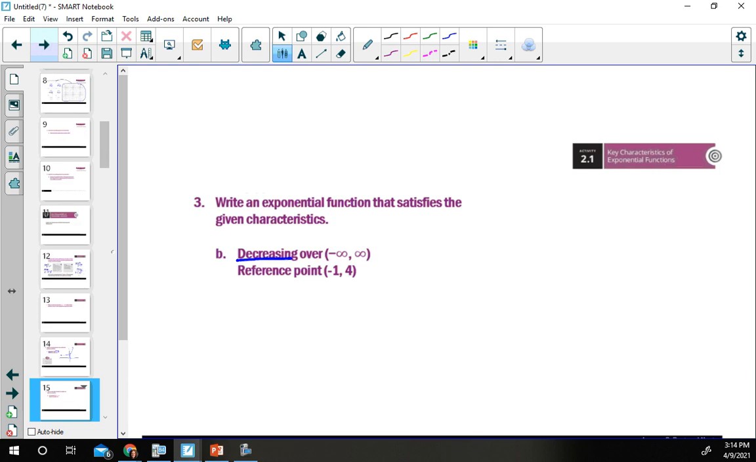And the next one I'm decreasing with this reference point. So I'm going to put my reference point first, negative 1, 4. And I'm going to make it decrease.